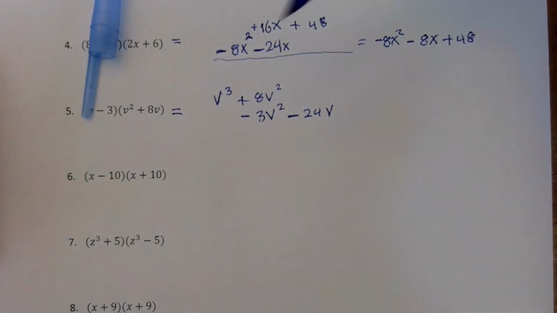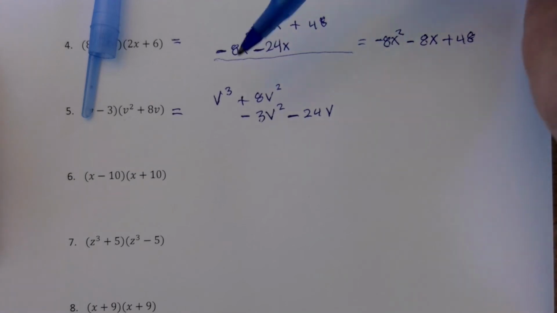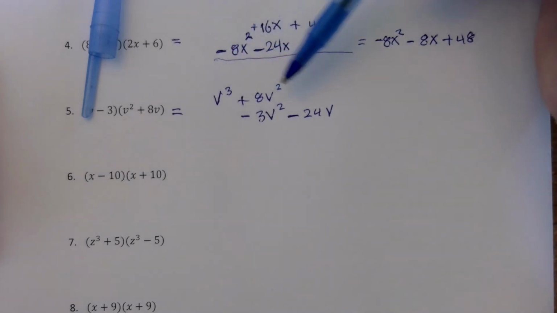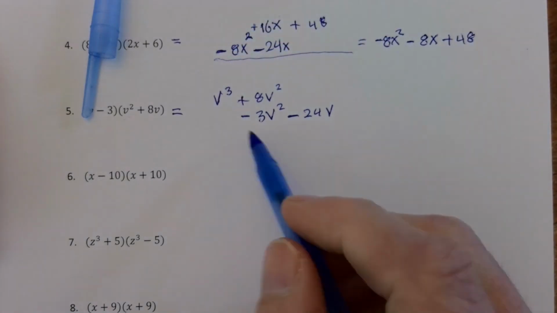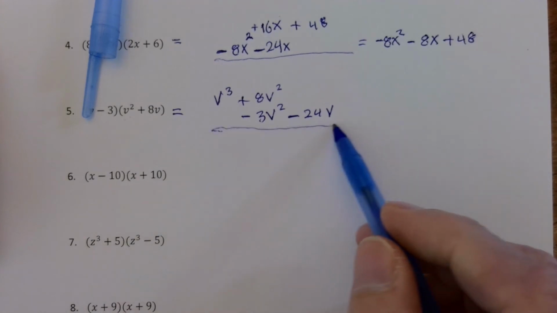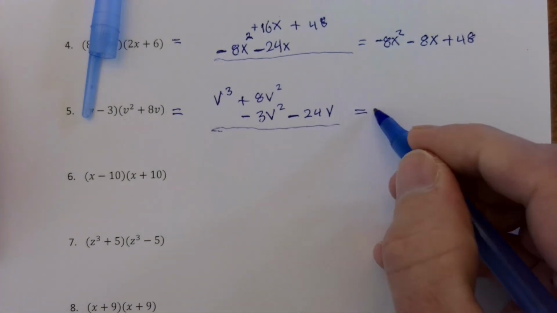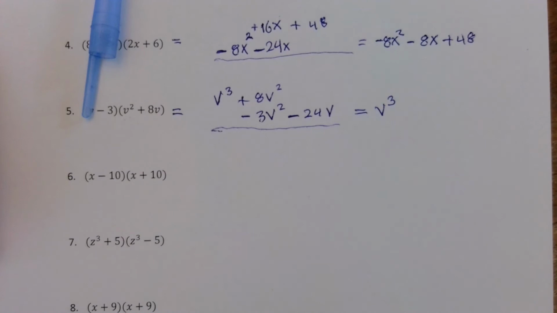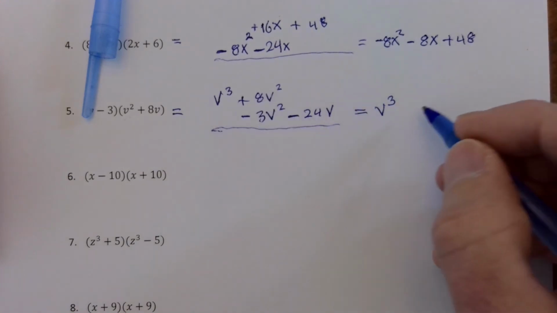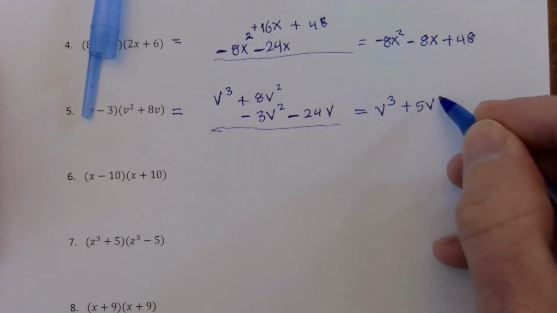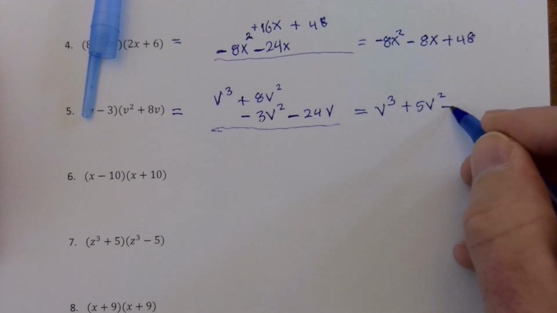So in the previous problem, we had x squared, x, and no x at all. This time we have v cubed, v squared, and v. Everything is one power higher than the problems you've seen today so far. v to the third. 8 minus 3 is 5. And minus 24v.